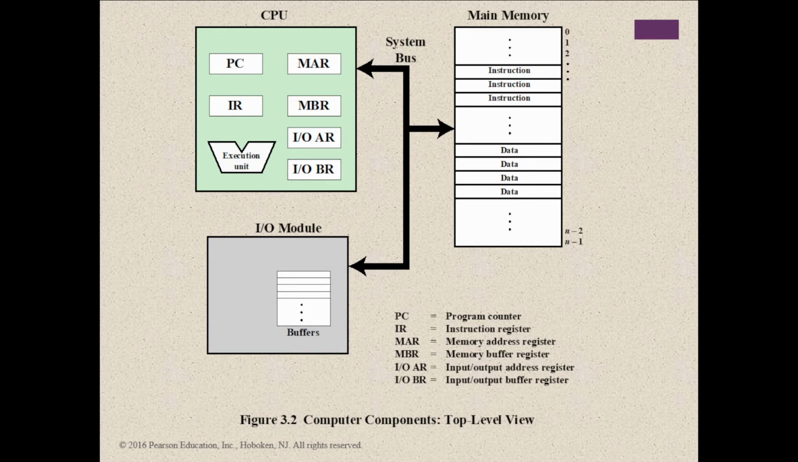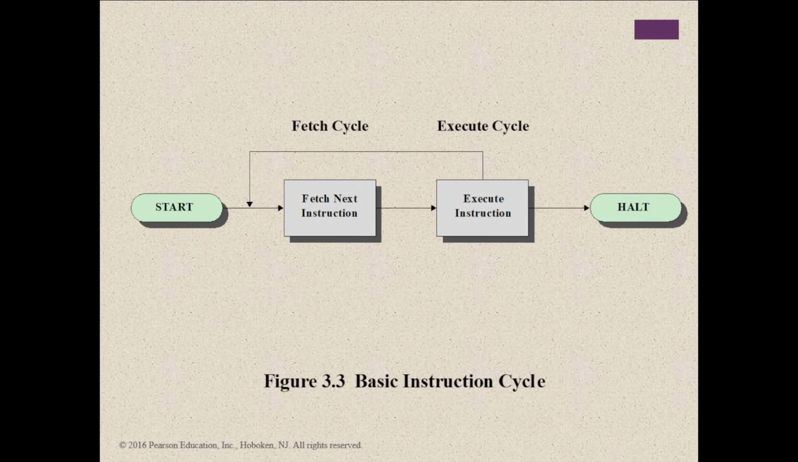So another figure is figure 3.3, the basic instruction cycle. As you can see, we have the fetch and execute cycle as part of the instruction cycle. The basic function performed by a computer is execution of a program, which consists of a set of instructions stored in memory. The processor does the actual work by executing instructions specified in the program. This section provides an overview of the key elements of program execution.